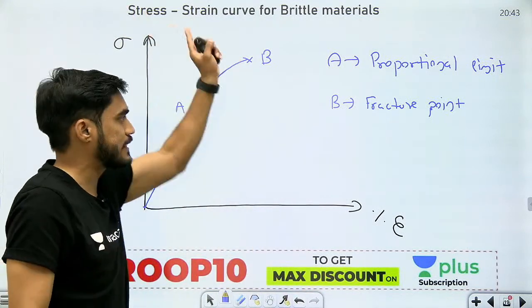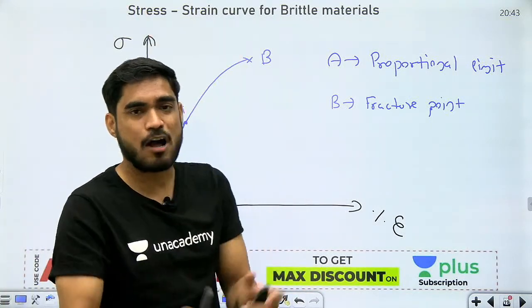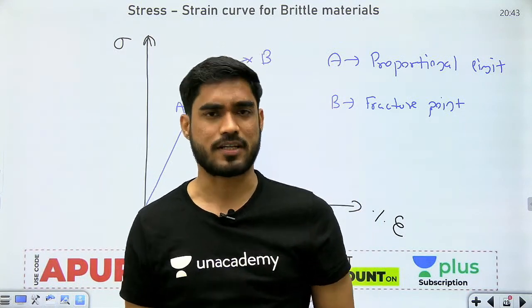All right, so this is the stress strain curve for brittle material. Now beta, what was our final objective from stress strain curve?